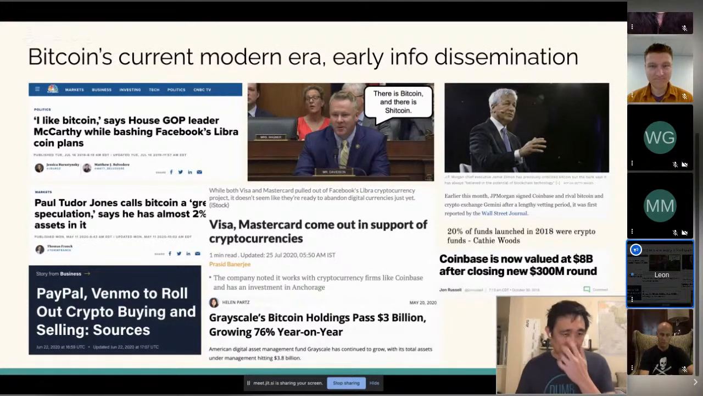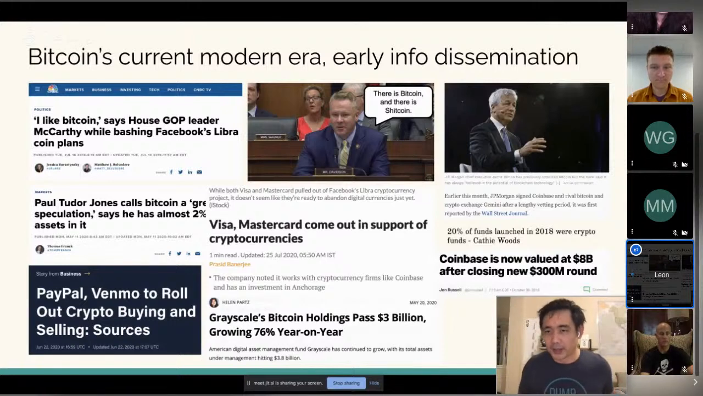PayPal and Venmo are starting to roll out crypto buying services, probably to compete with Square. Grayscale's Bitcoin holdings surpassed 3 billion, adding 67% this year. And also their Ethereum trust is now growing super fast. Over here on the right, JP Morgan just signed with Coinbase and Gemini, and this is after a lot of negative press by their CEO. And Coinbase is now valued at $8 billion after closing a new $300 million round.